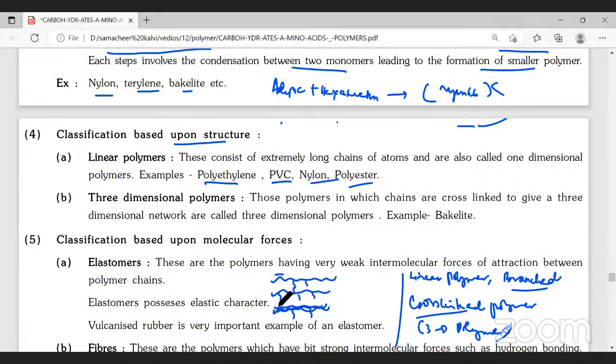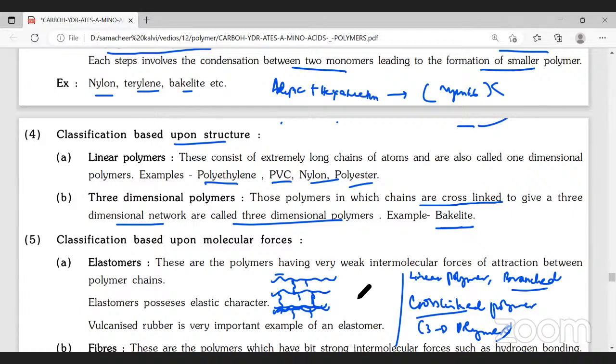I'm showing an interaction between different linear polymers. They are called cross-linked, or three-dimensional polymers. Those polymers in which chains are cross-linked to give a three-dimensional network are called three-dimensional polymers. Bakelite is an example for three-dimensional polymers. We will learn what is bakelite, preparation of bakelite, and its partial structure in detail.